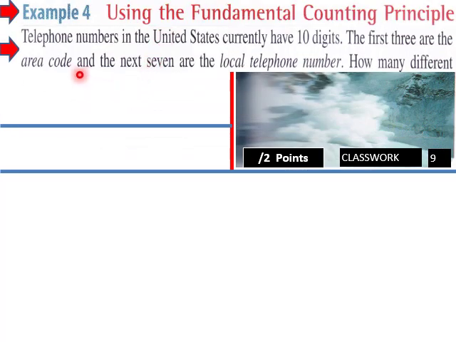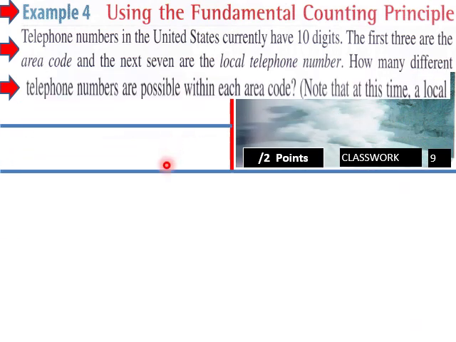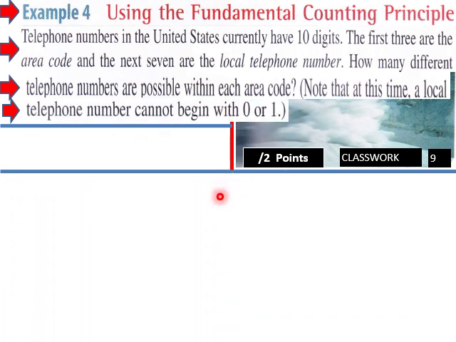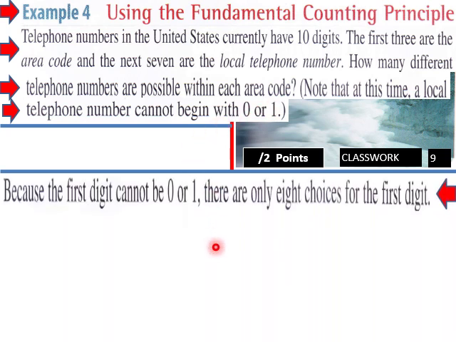Using the fundamental counting principle, telephone numbers in the United States currently have 10 digits. The first 3 are the area code and the next 7 are the local telephone number. How many different telephone numbers are possible within each area code? Note that at this time, a local telephone number cannot begin with 0 or 1. So we can eliminate those two.